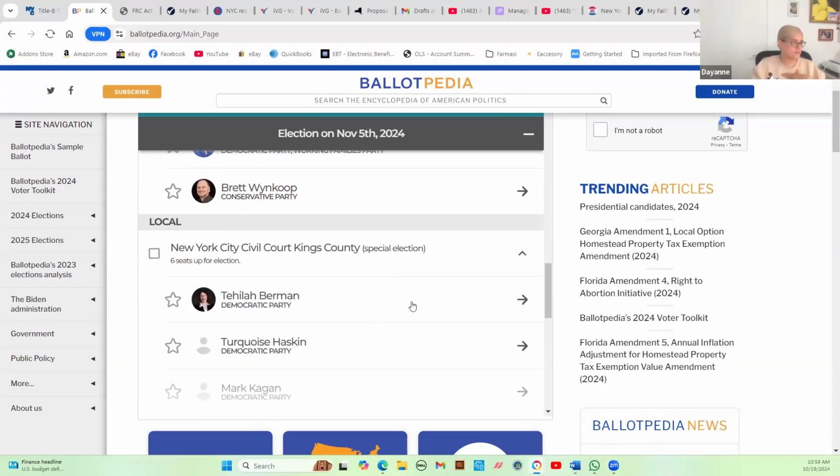For local, now, this is very important. To me, this is more important than anything else. You know, we have people that complain all the time about our judicial system, and we've got a problem with our judicial system. It's corrupt.